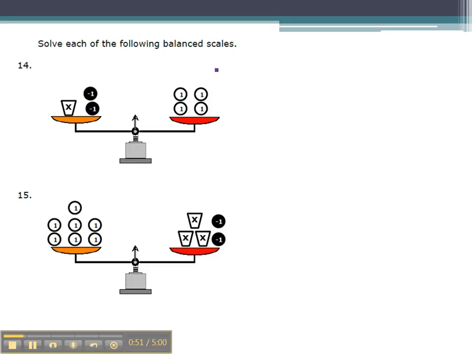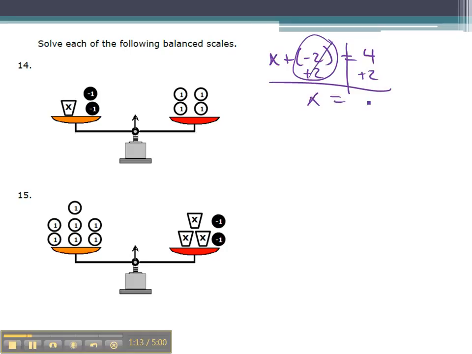For number 14, we have an x plus 2 negatives, so x plus negative 2 equals 4 positives on the right. So I can isolate the variable x by adding 2 positives to both sides, because negative 2 plus 2 is 0, so we get x equals 4 plus 2 is 6.